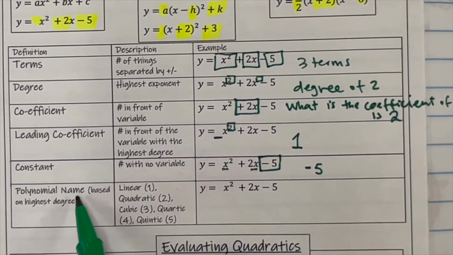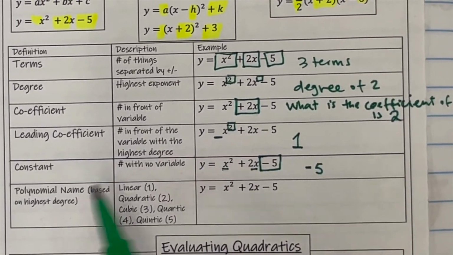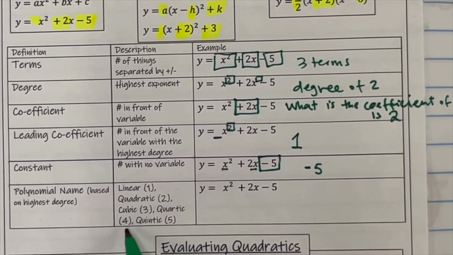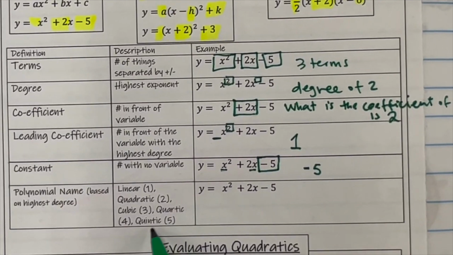All right, polynomial name is based on the highest degree. So if the highest degree is 1, it's linear. If it's 2, it's quadratic. If it's 3, it's cubic. If it's 4, it's quartic. If it's 5, it's quintic.